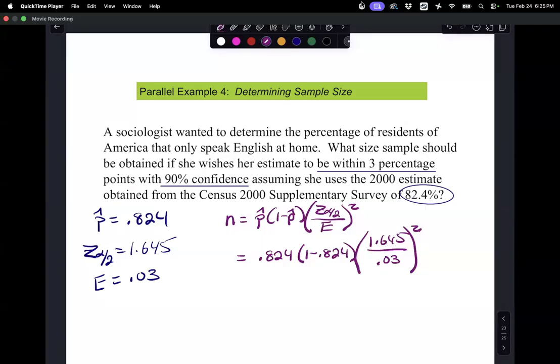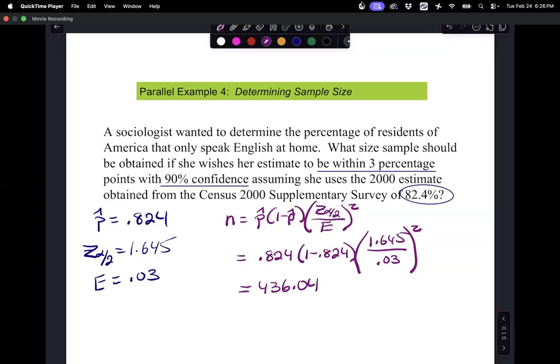Once you close the parentheses for the Z score divided by margin of error, then just after you close that parentheses, just hit the X squared button. The answer I got, 436.04. All right, let's stop right here for a second.